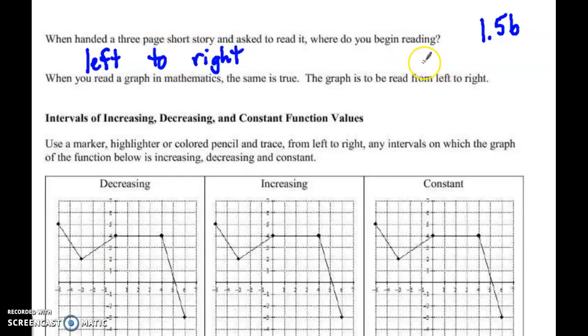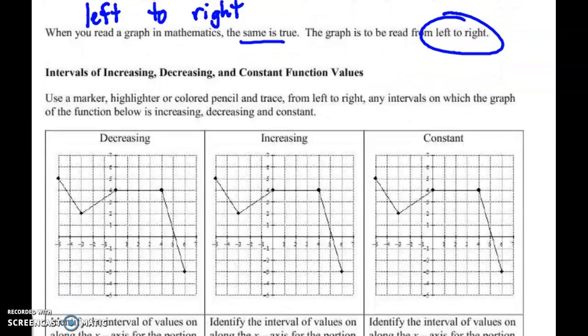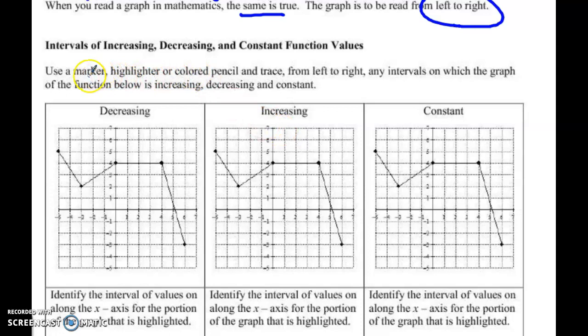That's what he's trying to get at with that question. And the same thing happens with graphs. We read left to right. So when we're looking at these problems, I don't care, because these are your notes, if you use a marker or a highlighter or color, whatever you want.